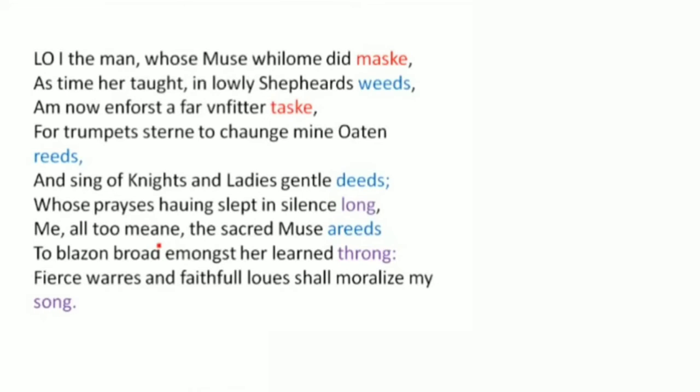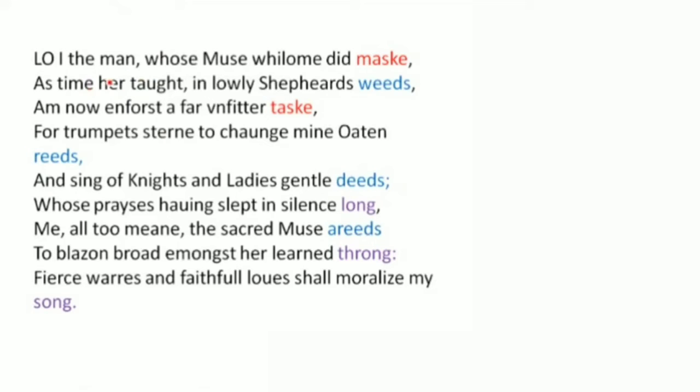So I've taken this first stanza in order to analyze the pattern of the poem, that how does he write. So first of all, he uses a 9 lines long stanza. This is known as Spenserian stanza. Moreover, if we look at the last words of these lines, the first word is mask and the next word is weeds.